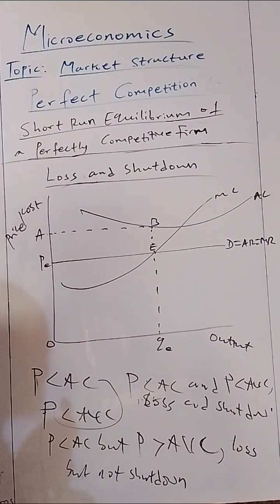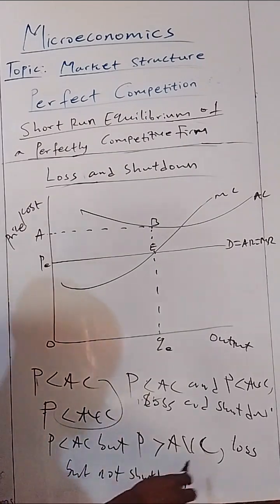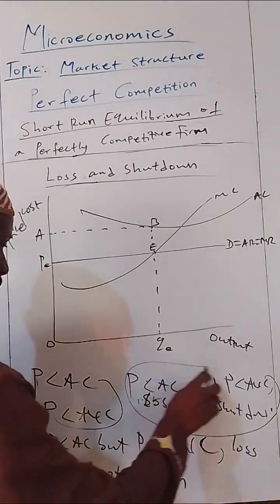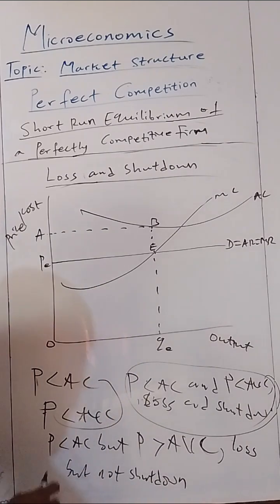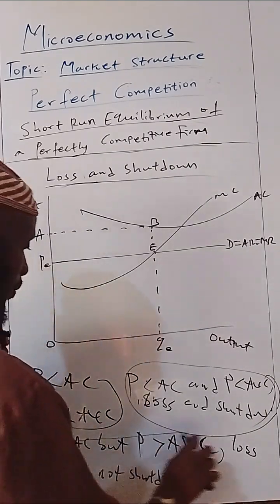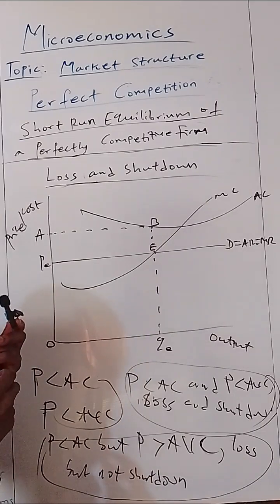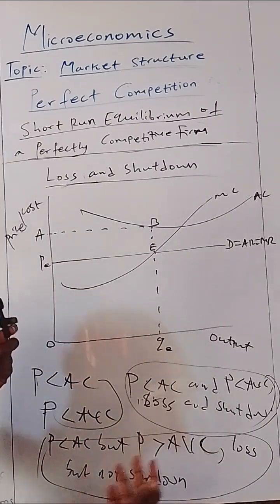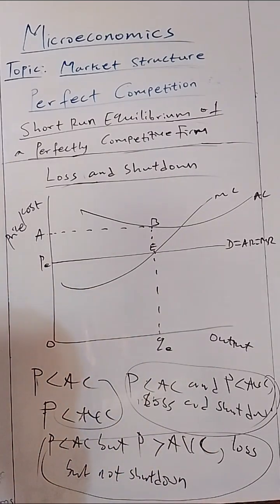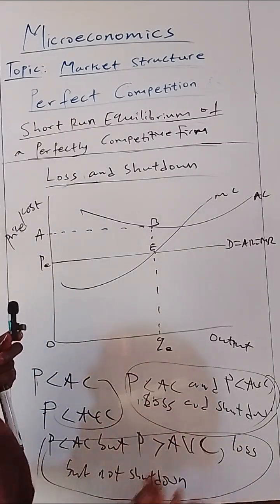So don't forget, we say the firm should shut down in order to minimize loss, or the firm should continue the operation. Here in this situation, we say the firm should shut down in order to minimize the loss, because that's the best option for the firm. But here, the best option for the firm is to continue the operation despite the fact that it's making a loss. So we say the firm is minimizing loss by continuing the operation. But in this case, we say the firm minimizes loss by shutting down.